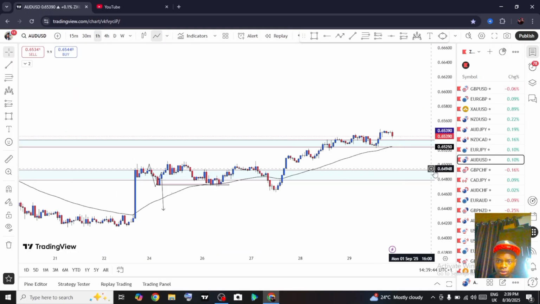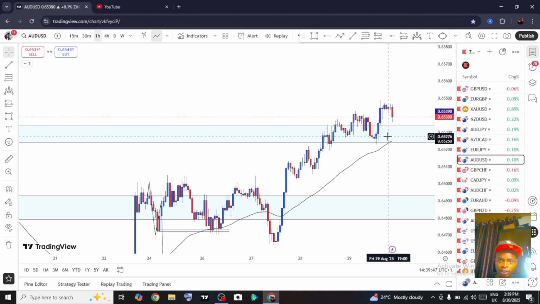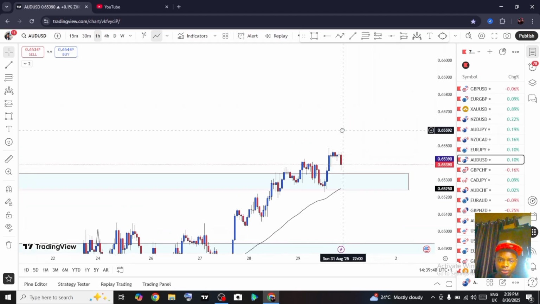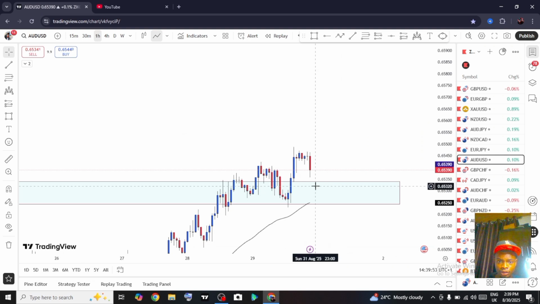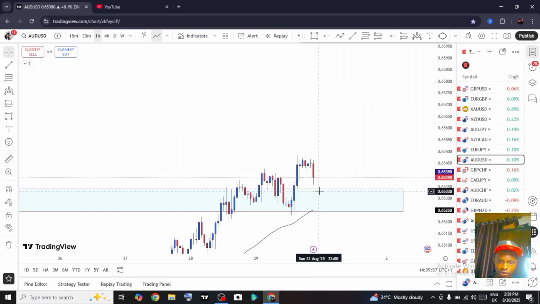Let's see how the 1 hour will look. 1 hour is also currently bullish, right? So this trade is a risky one. It's a risky one because what we are basically going to be looking for here is a retracement back into this area for us to continue buying.